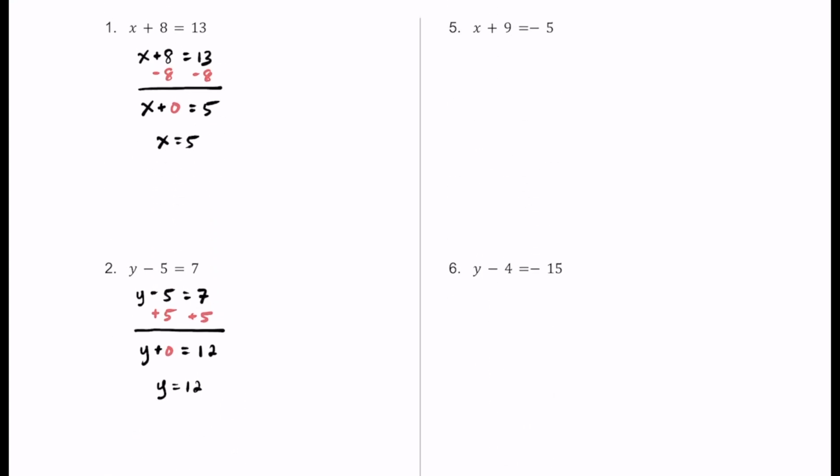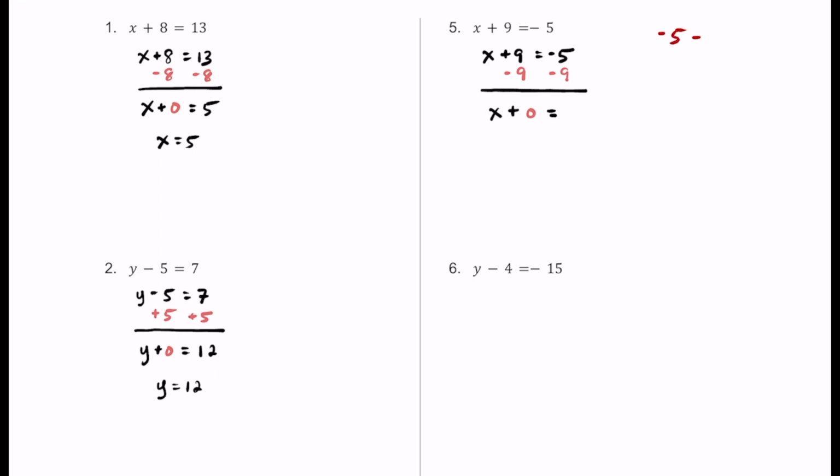For number 5, we have another addition problem. So we have x plus 9 is equal to negative 5. Okay, so we're going to try to get 0 again. So 9 minus 9 will get you 0. So we're going to take away 9 from both sides of the equation. On the left side, we're going to have x plus 0. All right, that worked out nicely. And on the right side, we have this negative 5 minus 9. I'll go ahead and write that on the side here.